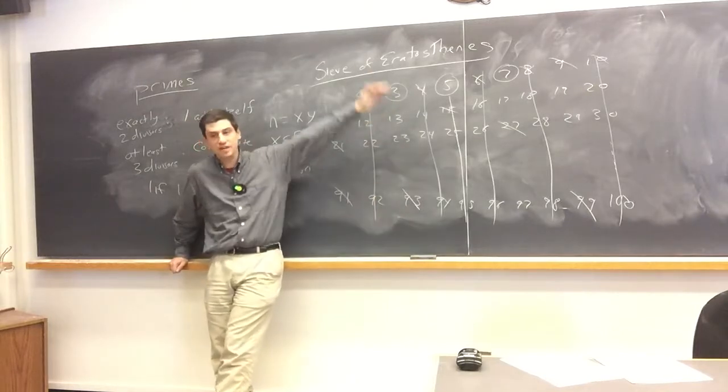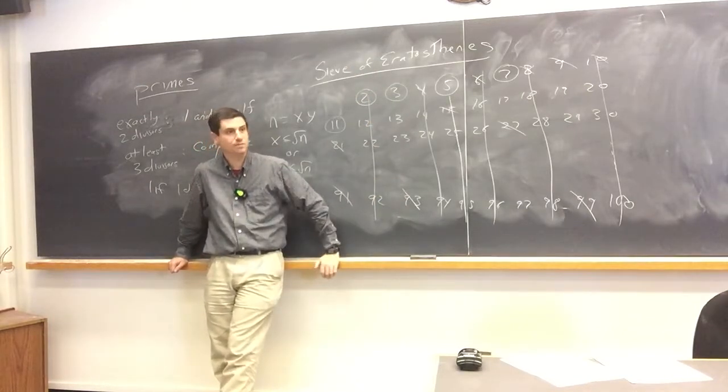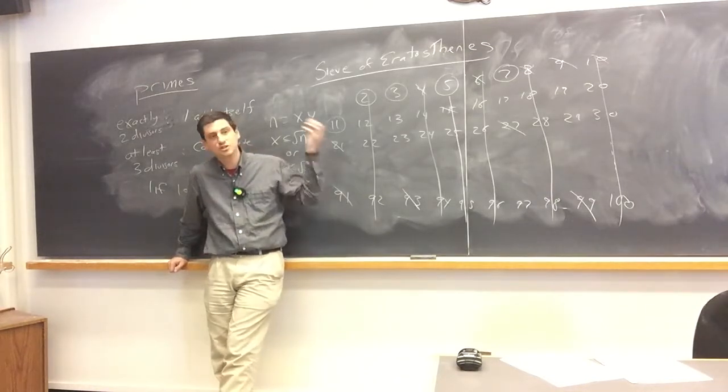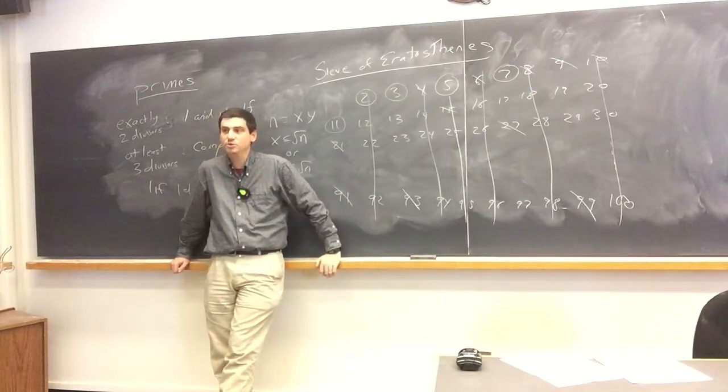So anything that survives up to this point in the table is prime. So this is kind of nice. We only had to check multiples of 2, 3, 5, and 7 to generate the entire table of primes up to 100.